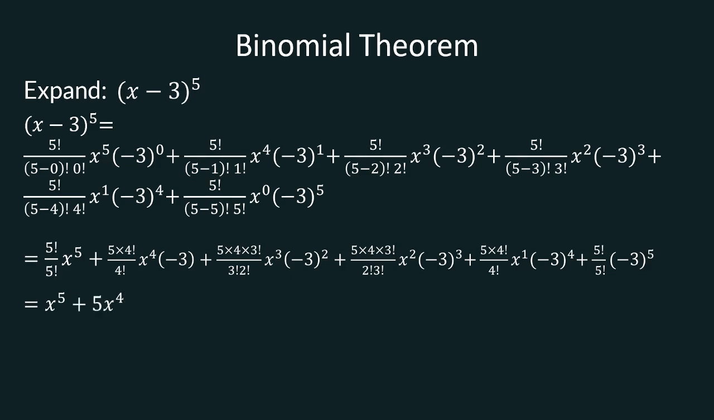In the second term, 4 factorial cancels out 4 factorial, and we are left with 5 times x raised to the power 4 times negative 3. In the third term, 3 factorial cancels out 3 factorial from the numerator, and we are left with 4 times 5 all over 2 factorial. Now 2 factorial is just 2, because it's 2 times 1. So 5 times 4, which is 20, divided by 2 gives us 10. So we get 10 x raised to the power 3, and negative 3 squared is positive 9. Okay, the square of any negative number is positive.